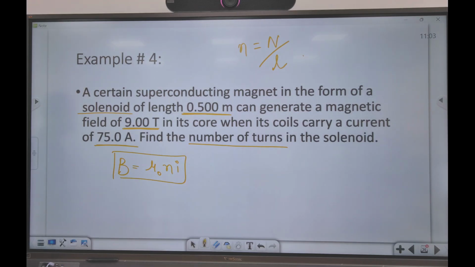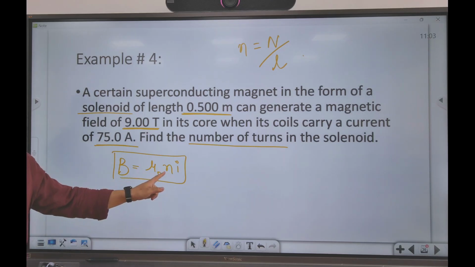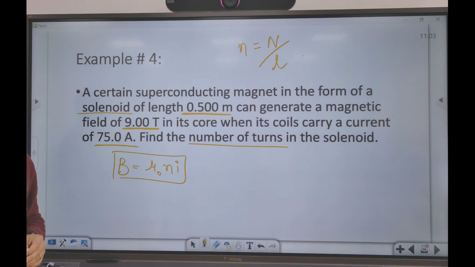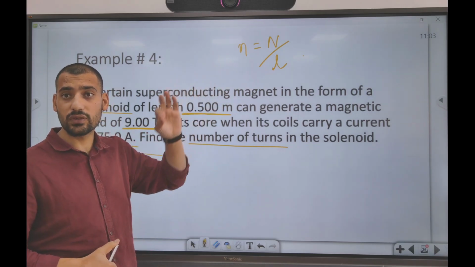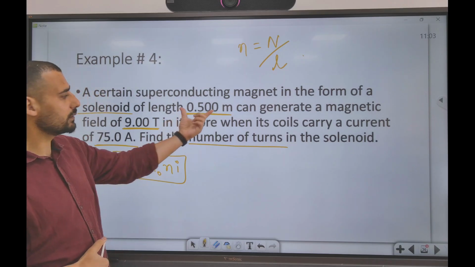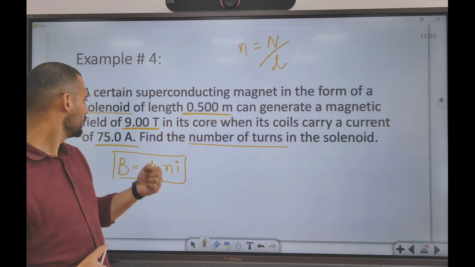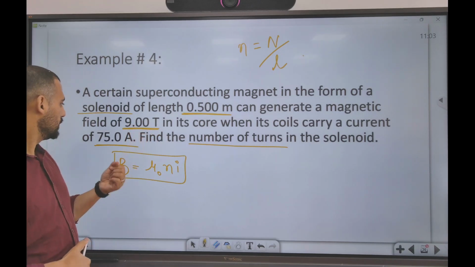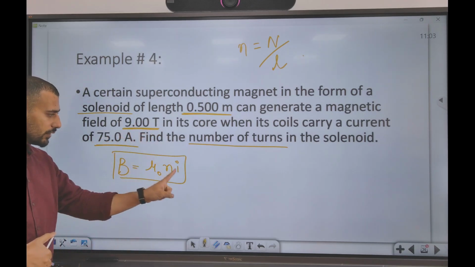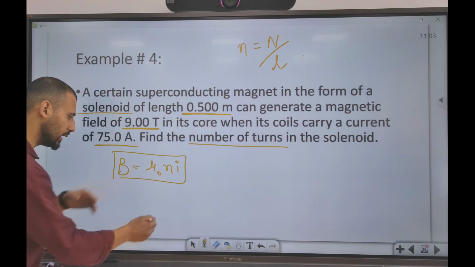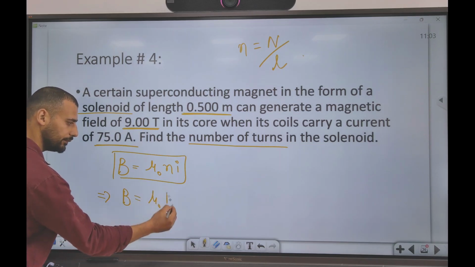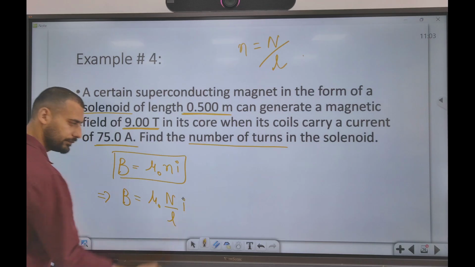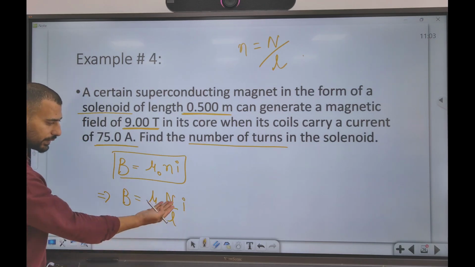What is n? This is the turn density, number of turns per unit length. You have the length, you have the magnetic field, you have the current. So you have current, you have the length. So you can replace this expression as, I have B. Yes. So you have to find capital N.